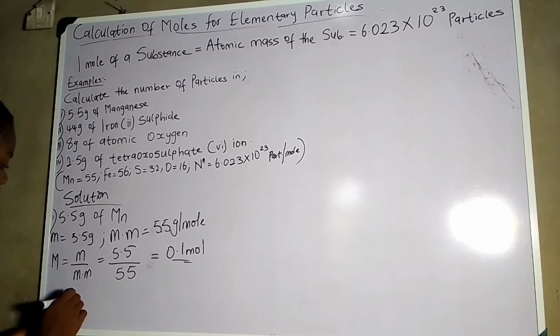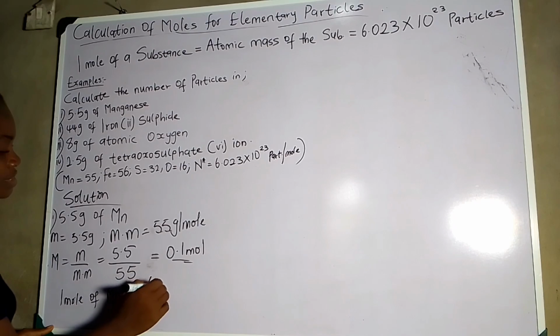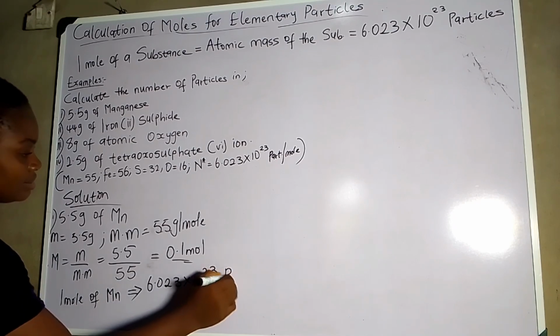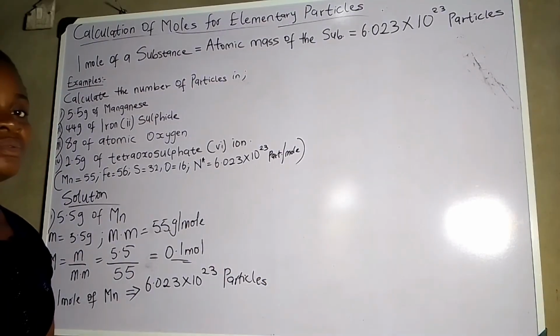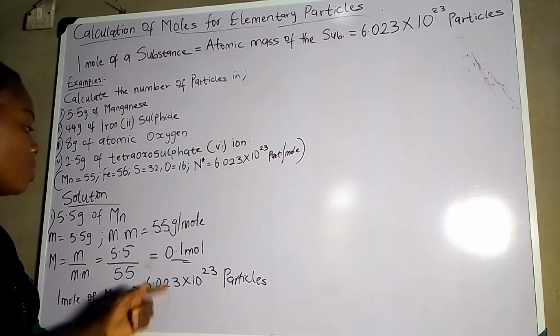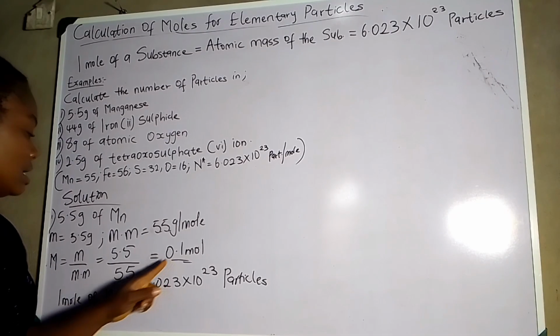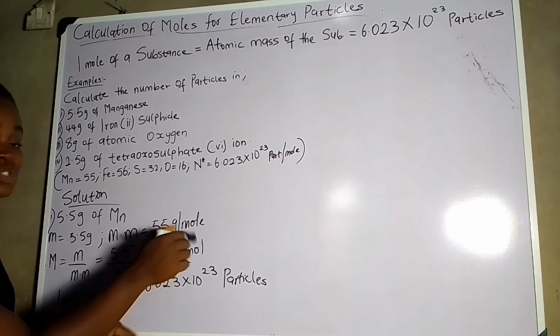Now let's calculate. 1 mole of manganese contains 6.023 exponent 23 particles. This is the standard. We are working with the standard. Now, the one that we have gotten is 0.1 mole. Are you getting it? We have to find the number of particles that is in 0.1 mole.